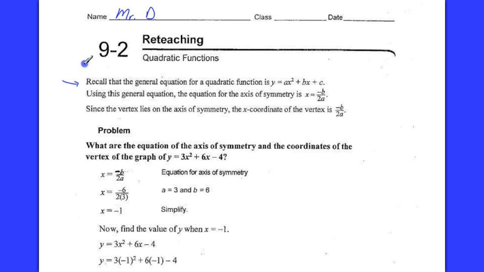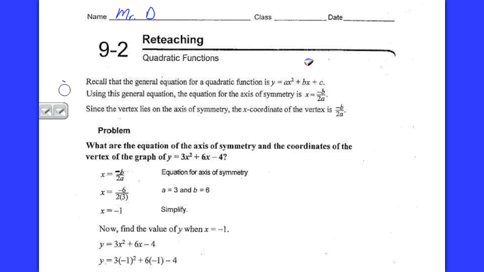There's a lot of information. The thing with these chapters as we get farther into the year, there's so much detail compacted into one section. So this says recall that the general equation for a quadratic function is this: y equals ax squared plus bx plus c. Really important that you know that the number in front of the x squared we're going to call a, the number in front of the x is b, and the constant number added is c. All right, so that's a quadratic function because the highest power is 2.